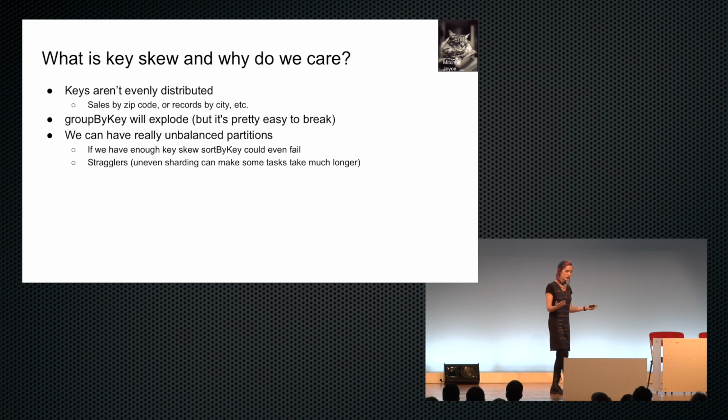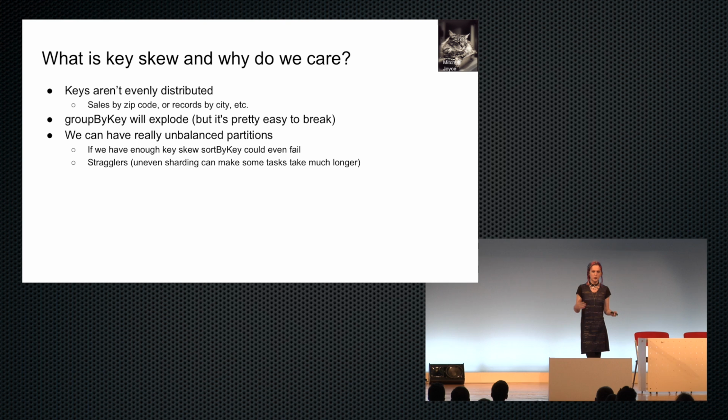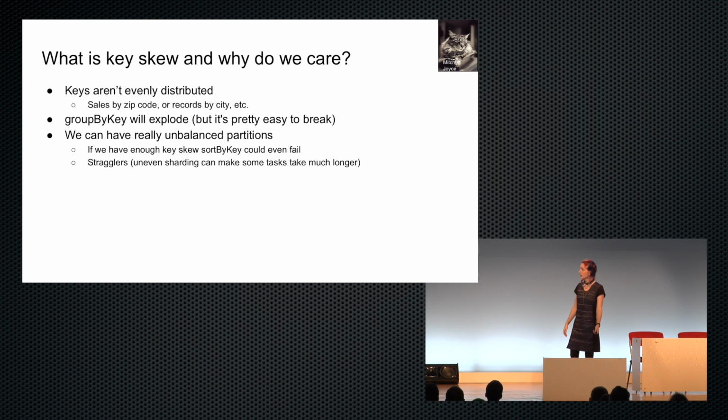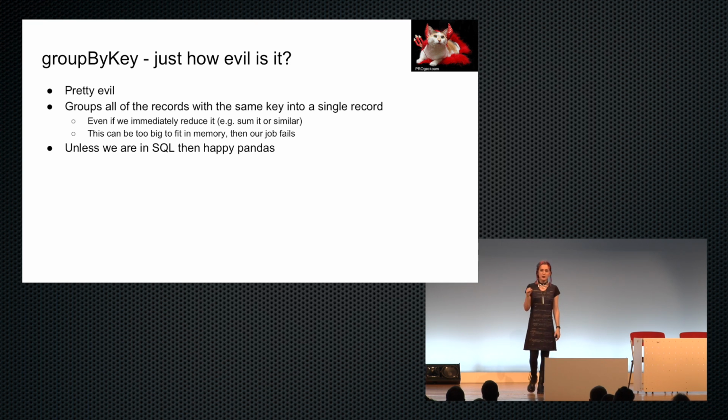Or even if that doesn't fail, the uneven sharding will give us stragglers. So we'll end up with some machines which just have to process so much more data that they take twice as long as the rest of our jobs. So groupByKey is pretty evil, just like this cat. What it does is it groups all of the records with the same key into a single record, even if right afterwards we perform some type of reduction. A pretty common pattern is to group your data together and then compute some sort of summary statistic on your grouped data.